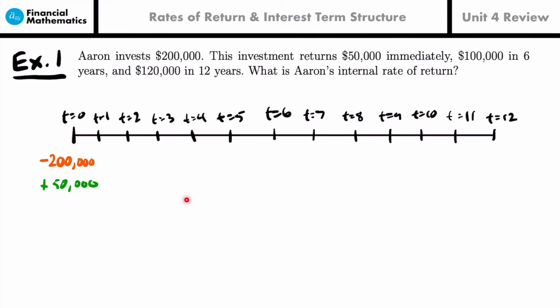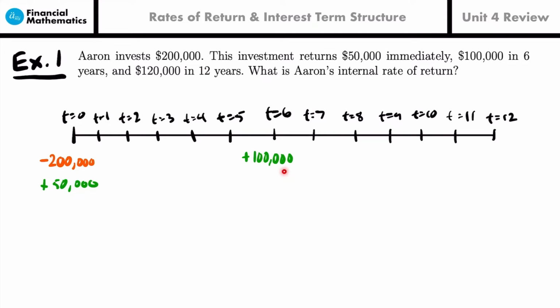And then we're told that he receives $100,000 in 6 years. So at time 6, we have another inflow or positive cash flow of $100,000. So we have plus 100,000.